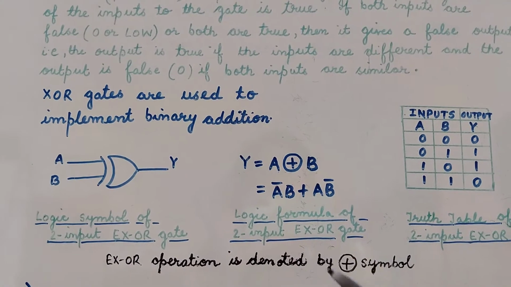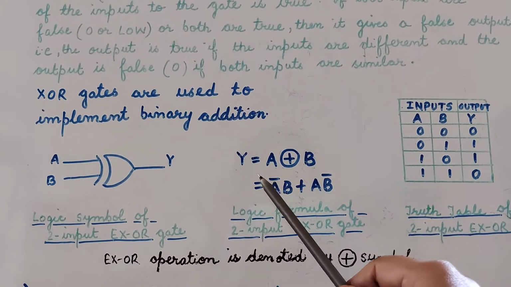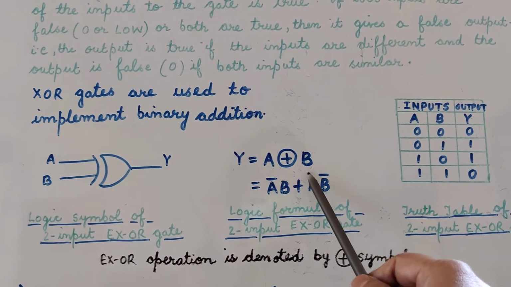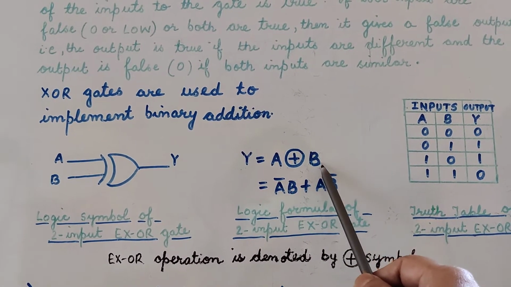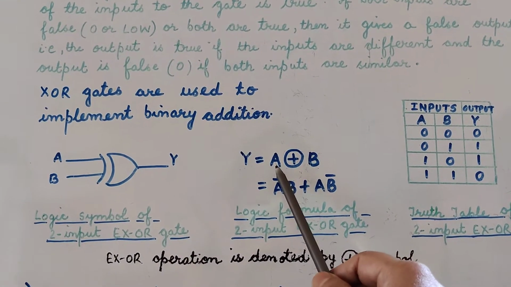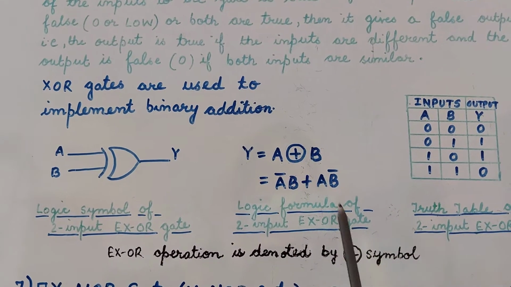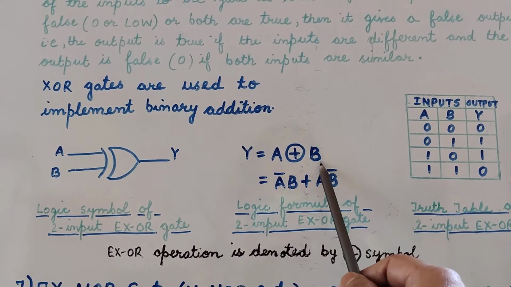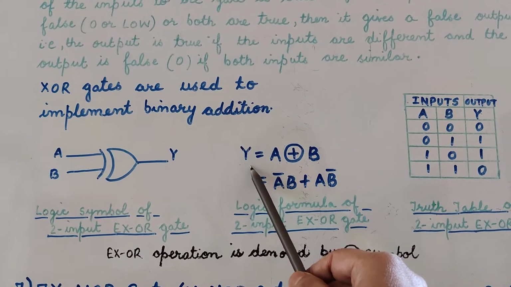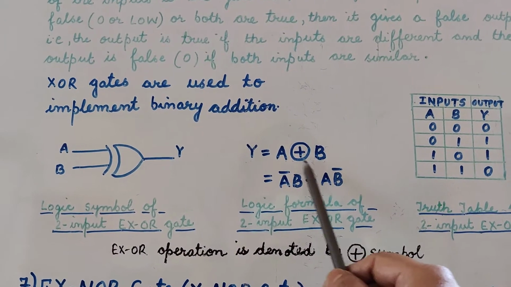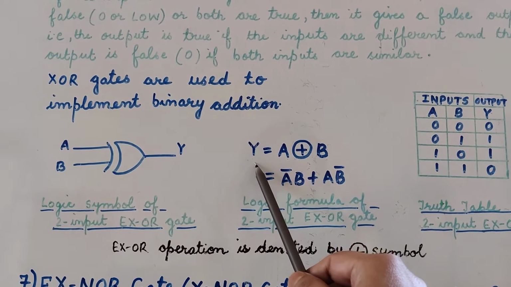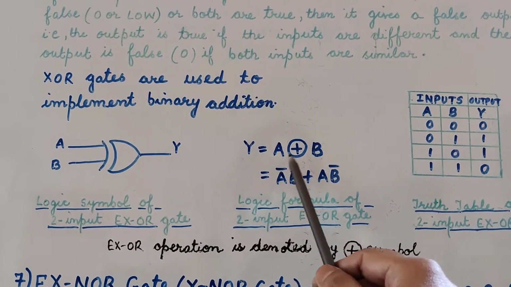Now the logic formula of the XOR gate is obtained by taking the XOR operation of the inputs. Since the inputs in case of 2 input XOR gate have been taken as A and B, the output Y will be obtained by taking the XOR of A and B. So the logic formula will be Y is equal to A XOR B.